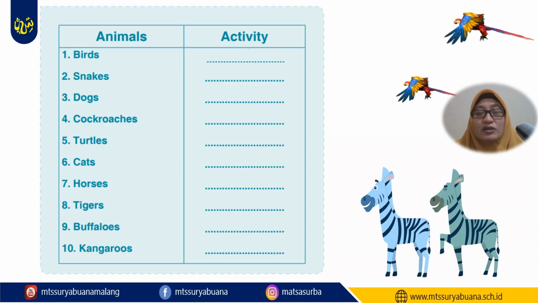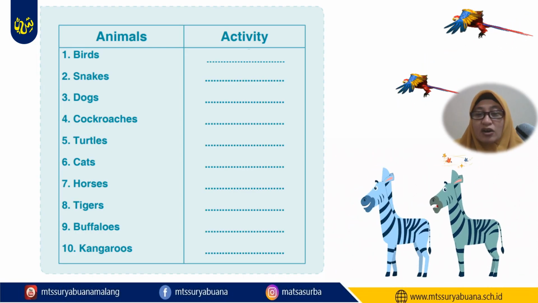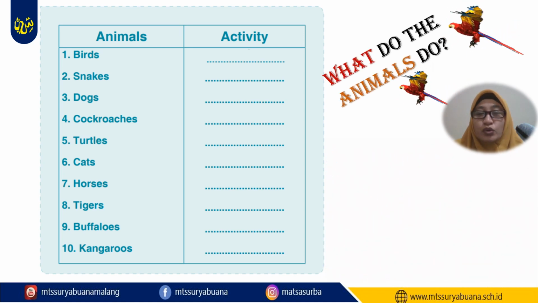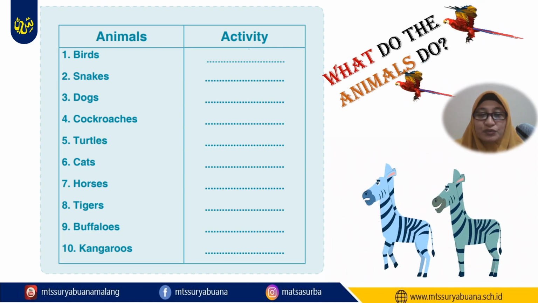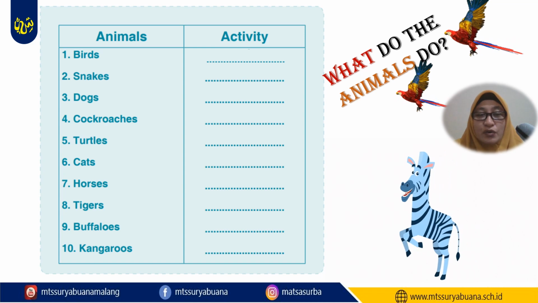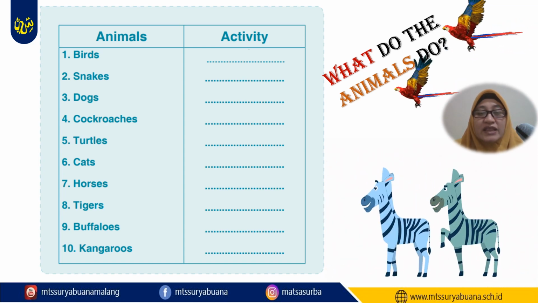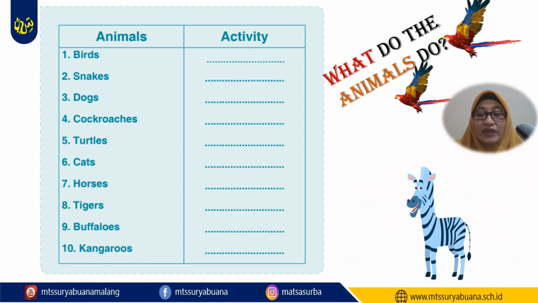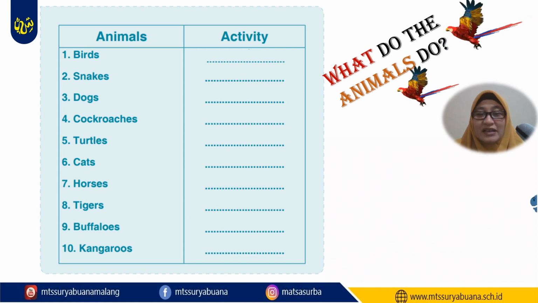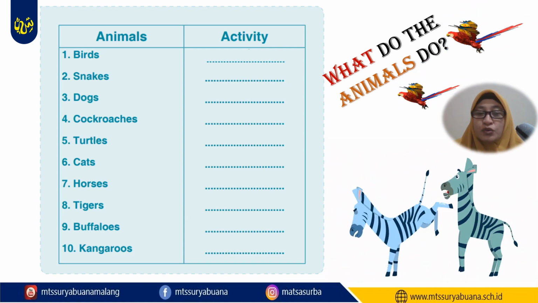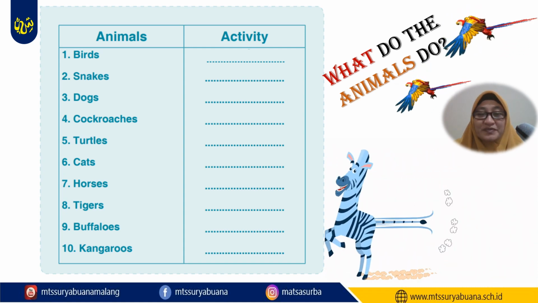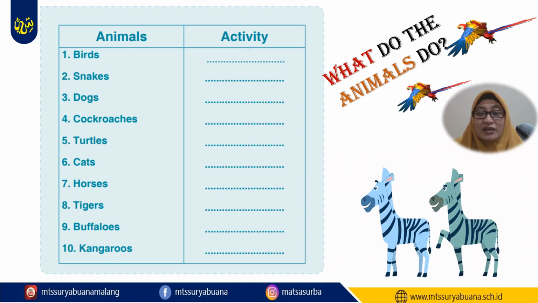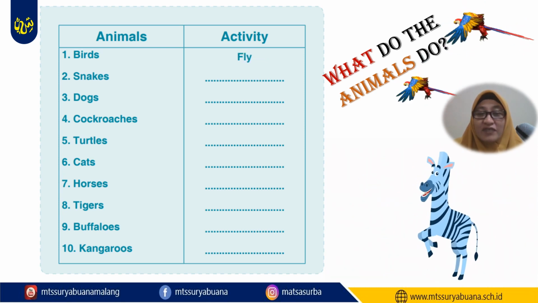Now let's talk about the activity of animals. What do the animals do? Here we already have 10 different names of animals. Let's see. What do birds do? Number 1. Birds fly.